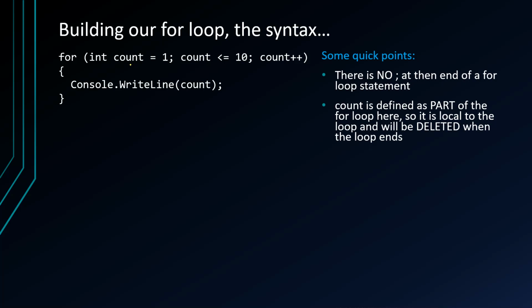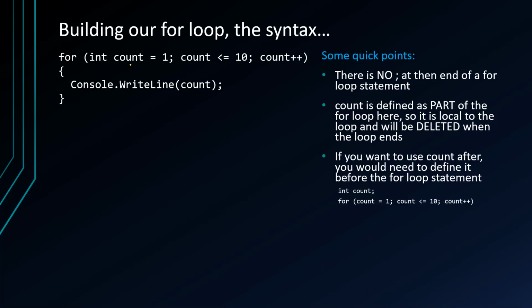Usually that's exactly what we're looking for. But there may be some situations where you need the value of that variable after the loop. In that case, you have to define the variable outside of the for statement. In the example below, you can see that the int count is defined before the for loop, but we still assign its starting value in the statement, count equals 1. We just don't define the variable there. This gives us access to the variable afterwards.